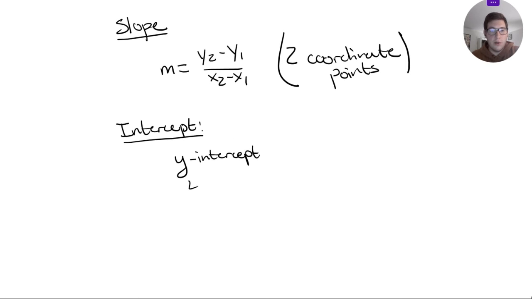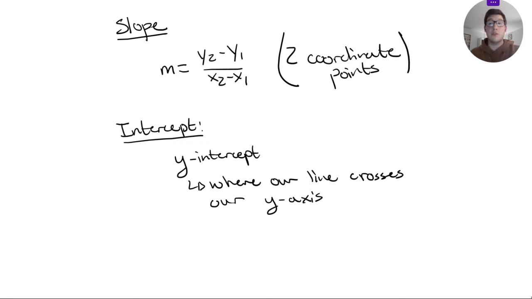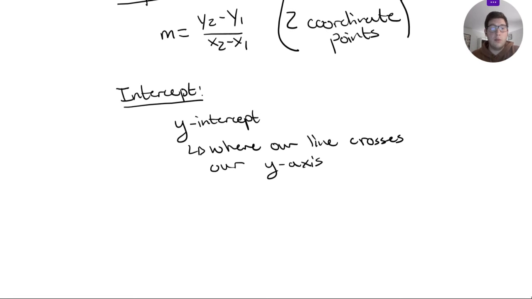Now, a y-intercept is very simply where our line crosses our y-axis. Now, obviously, if we had a different type of intercept, it's wherever the line crosses that sort of intercept. And so, for us, we're looking specifically at a y-intercept.